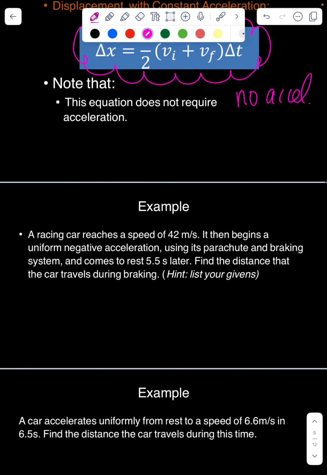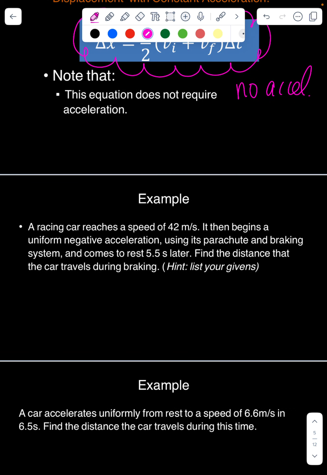All right, so let's look at this first example. We have a race car that reaches a speed of 42 meters per second. It then begins a uniform negative acceleration using its parachute and braking system and comes to rest 5.5 seconds later. I want you to find the distance that the car travels during braking, okay?